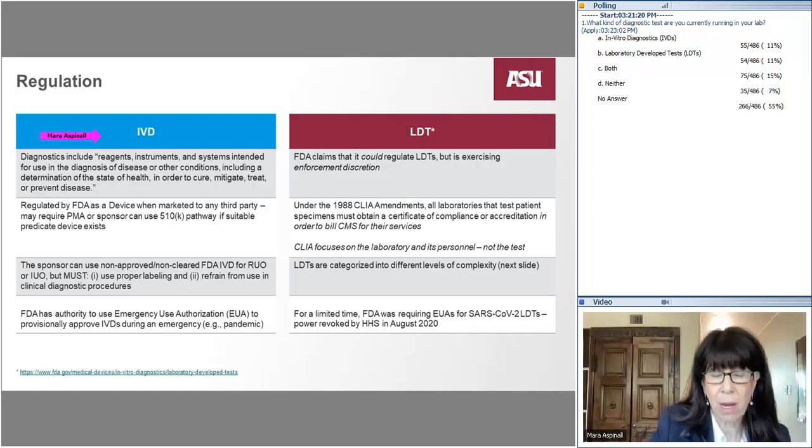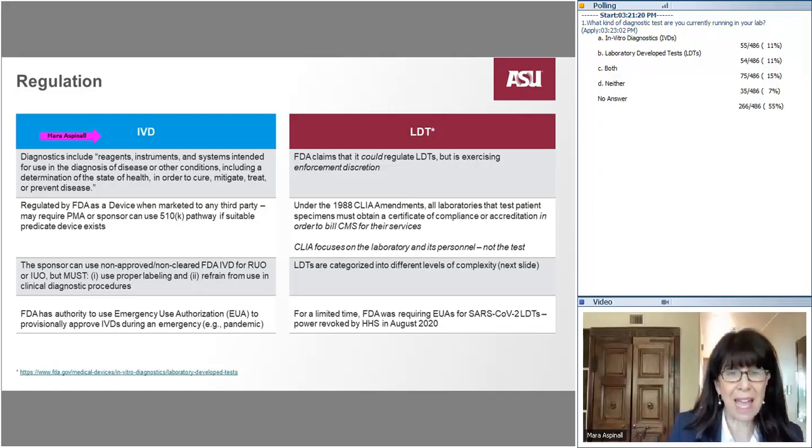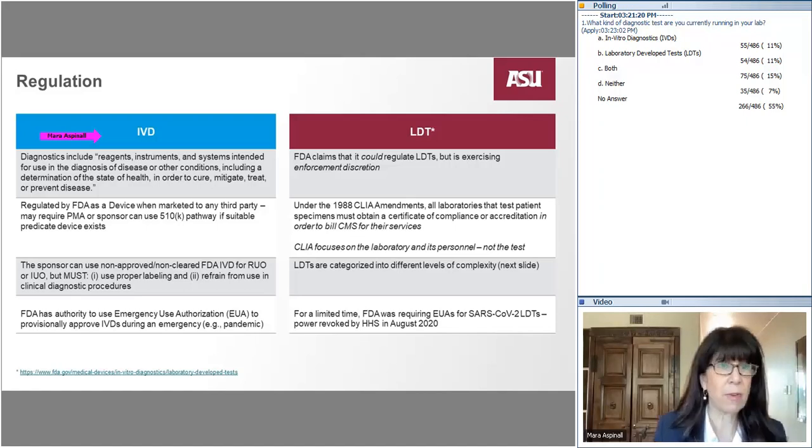The sponsor, i.e. you, the laboratory, you can use non-approved, non-cleared FDA IVDs, but those are only for research use only or investigative use only, RUO or IUO. But once again, this is one of the key highlights to remember: you have to use proper labeling, and you cannot use it for clinical diagnostic procedures. Another area where the FDA is very aggressive.